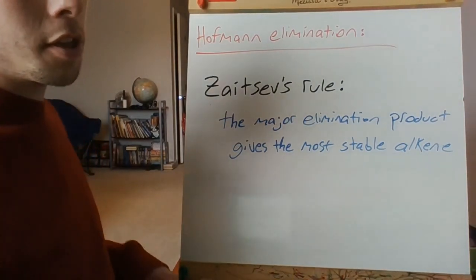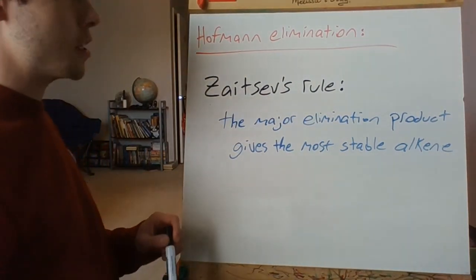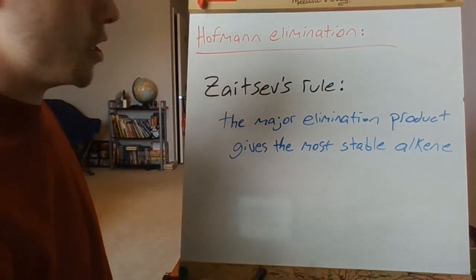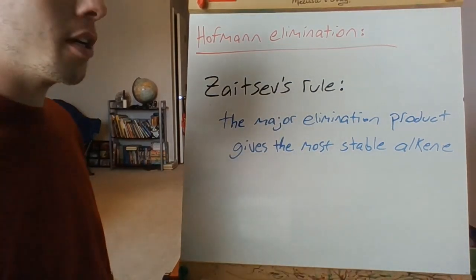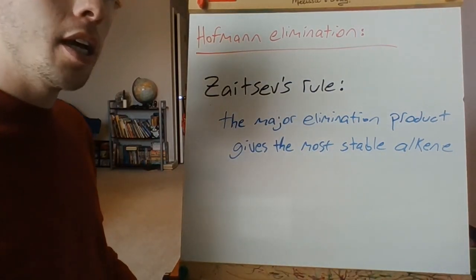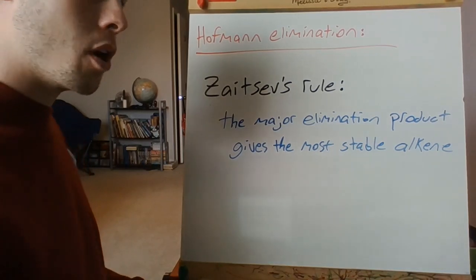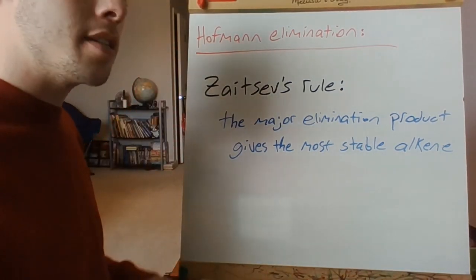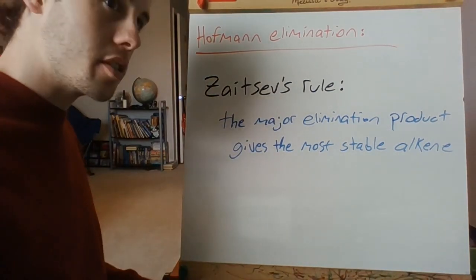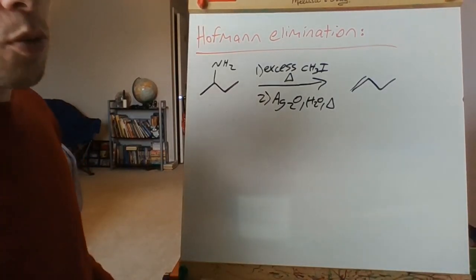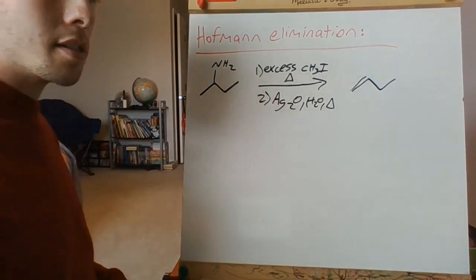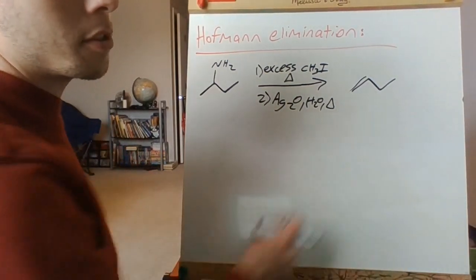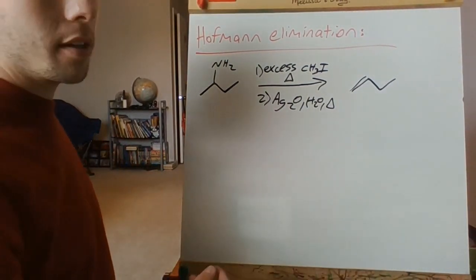So like I said, this is nothing new. We've talked about this during the semester. Zaitsev's rule means that the major elimination product gives the more stable alkene, which is the most substituted one. But again, in the Hofmann elimination, we get the anti-Zaitsev product, so the least stable one. So why do we get the anti-Zaitsev product or the least substituted alkene? Let's walk through the mechanism.